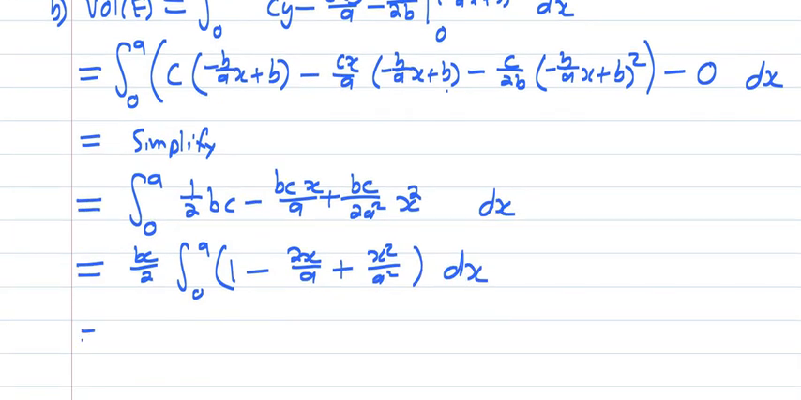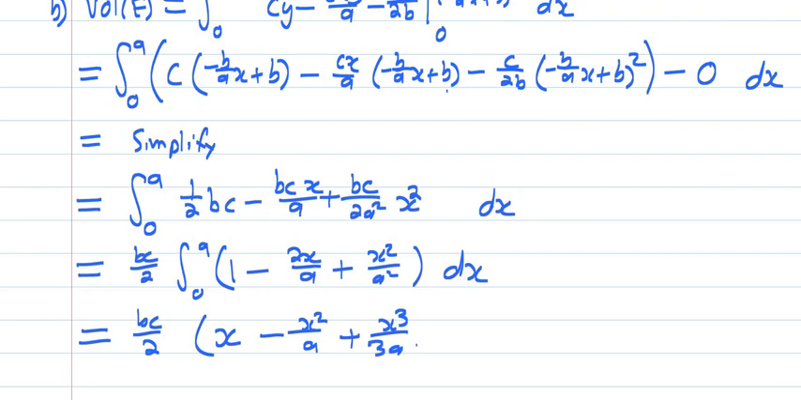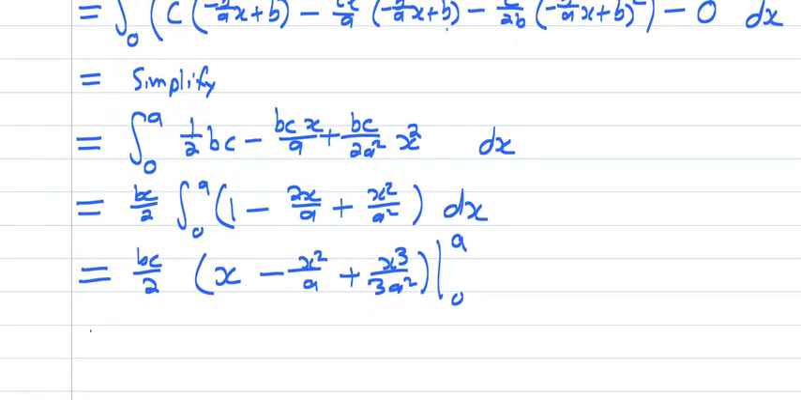Alrighty, and now let's integrate. We enjoy integration. So integrating 1, that becomes x. Integrating 2x, that becomes x squared over a. And then if you integrate x squared, it becomes x cubed over 3a squared. The bottom bound is 0, the top bound is a. Alrighty, and so if you plug in 0, we get 0, so I'm not going to write that down. And if I plug in a, I get a minus a squared over a plus a cubed over 3a squared.